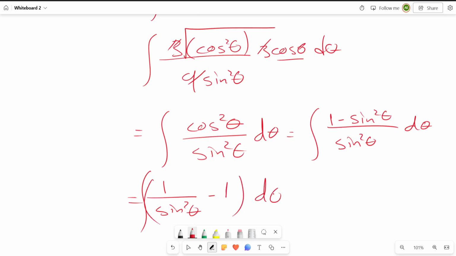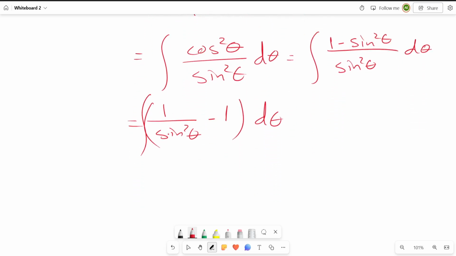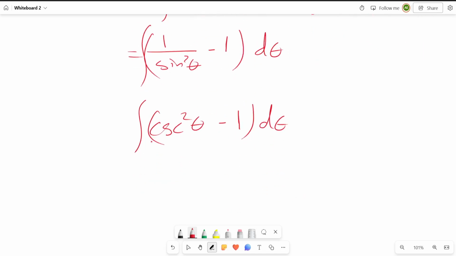All of this with respect to d theta. And over here, I know that 1 over sine squared is basically cosecant squared because 1 over sine is cosecant. So this is the integration of cosecant squared theta minus 1 d theta. And I know that the differentiation of cotangent theta equals negative cosecant squared theta. So the integration of cosecant squared theta is going to give me negative cotangent theta, and the integration of minus 1 becomes minus theta plus c.